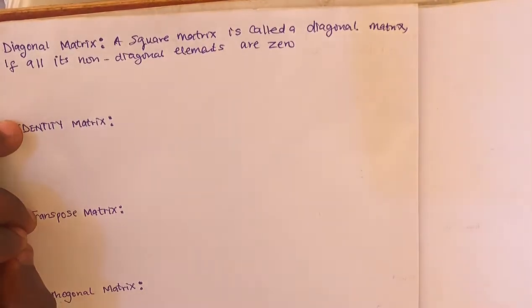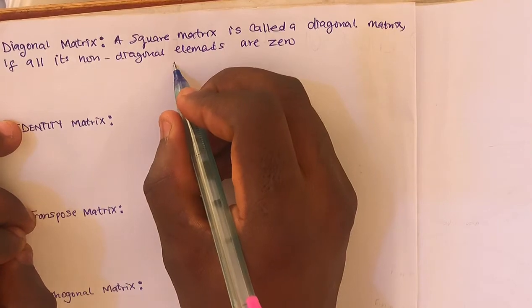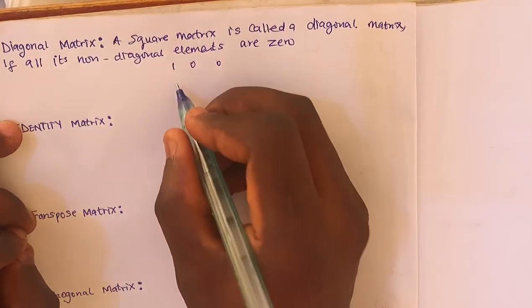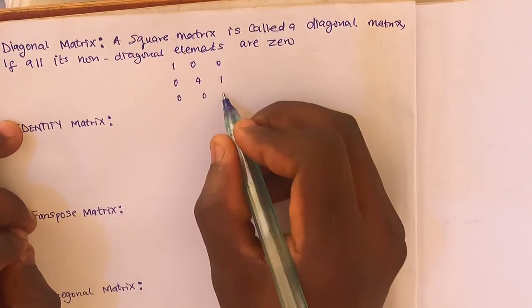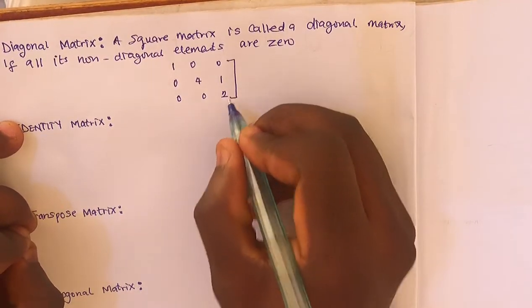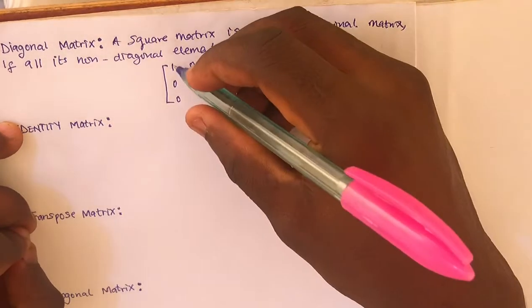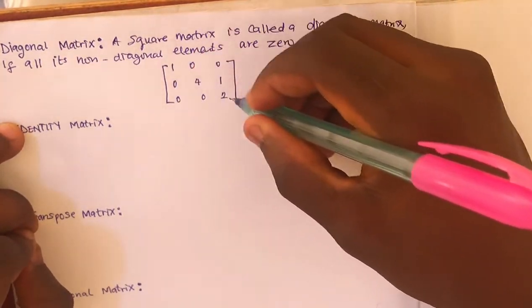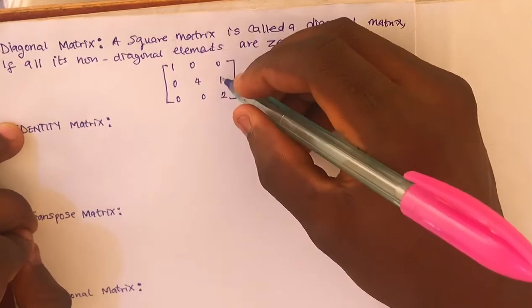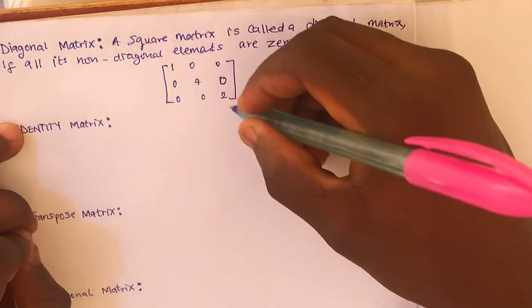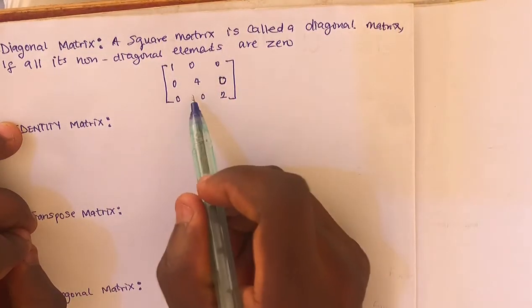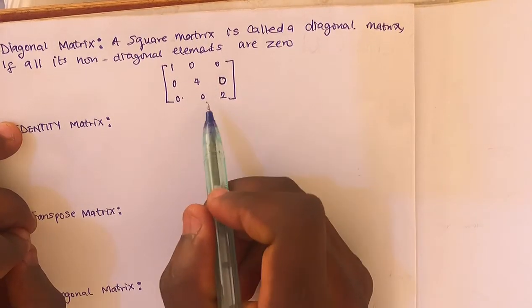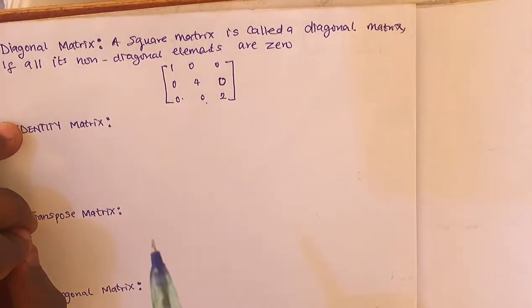For example, let's say I'm having something like this: 1 0 0, 0 4 1 and 0 0 2. Can you see it now? So in this case, can you see this is diagonal. This is what we call diagonal elements. Let's say this one is actually zero. In this case, can you see all its non-diagonal elements are equal to zero. So this type of matrix is called a diagonal matrix.